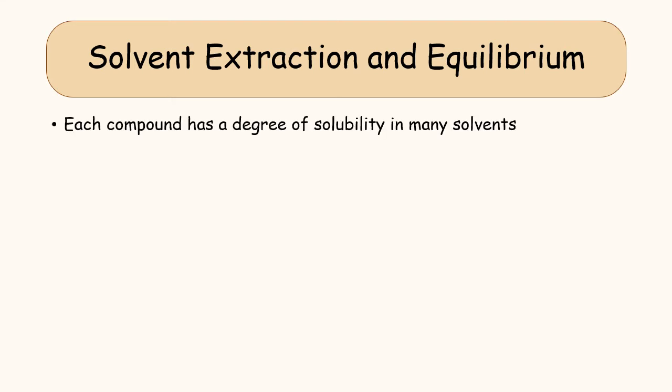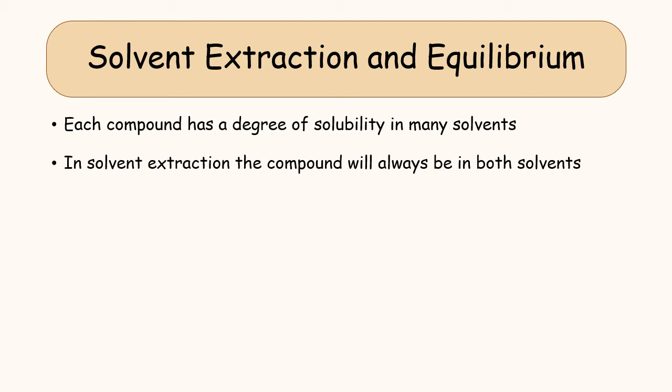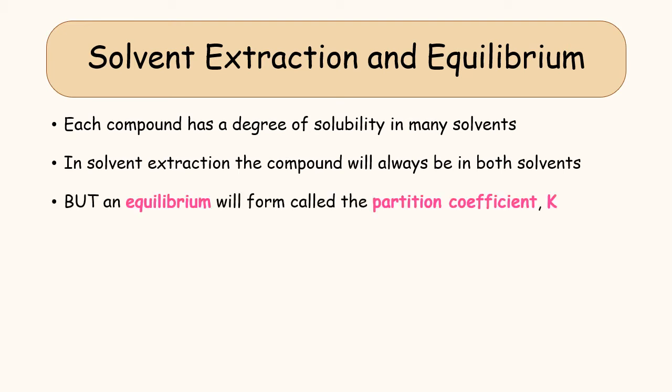And that is because compounds have a degree of solubility in many different solvents. So you're not going to get a compound that will 100% transfer from one solvent to another. Some of it will stay behind because it has a solubility in that original solvent. Now, what that sets up is an equilibrium that we call the partition coefficient, K.